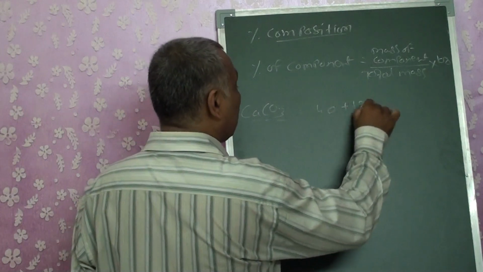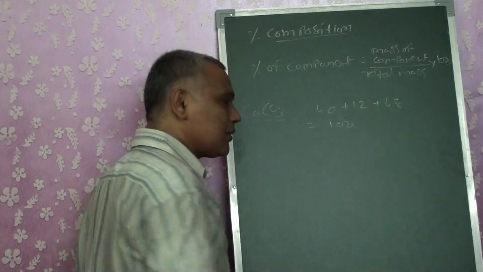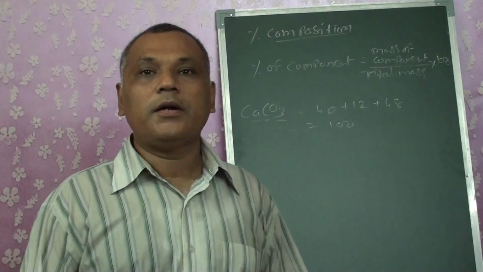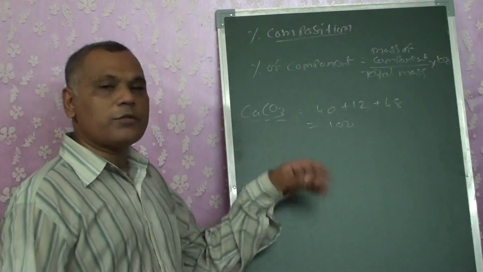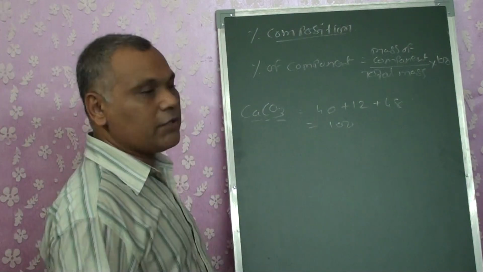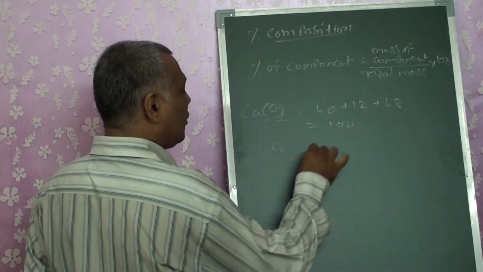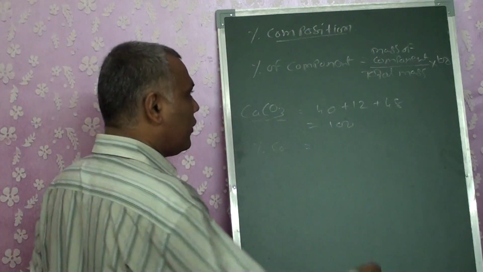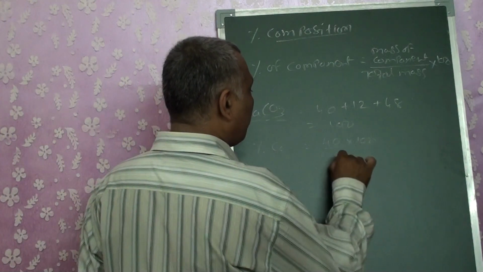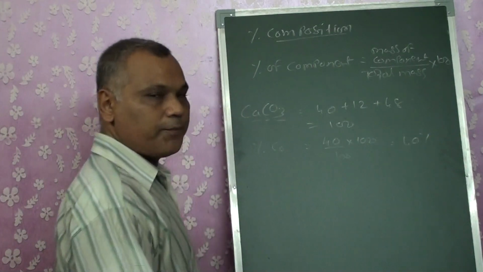Calcium 40, carbon 12 and oxygen 48. That means total mass is 100. That is the reason why I am doing it as a simple sum. We can do another sum also, which has something different. Now for this, total mass is 100. Now I want to find out the percentage of calcium. So we'll do mass of calcium into 100 upon total mass. So we will get 40%.